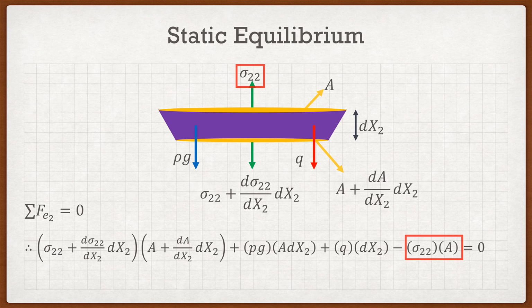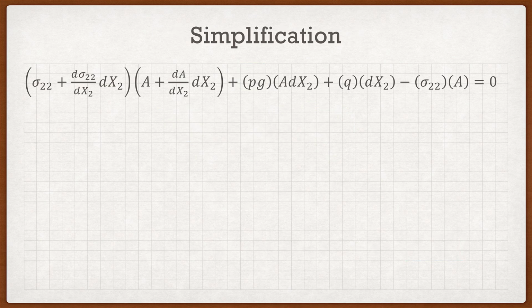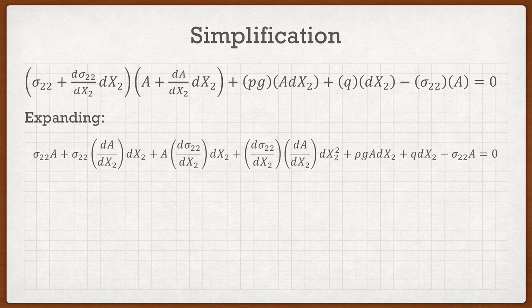But we're going to have to do some modifications before we actually start solving. So let's go to the next slide and say, okay, this is what we have in our current state. But let's see if we can make this look a little bit nicer. So I expanded it out. And what do I mean by expanded? I took those first two terms, the sigma 22 plus the change in sigma 22 with respect to x dx, and so on, and I just expanded it out.